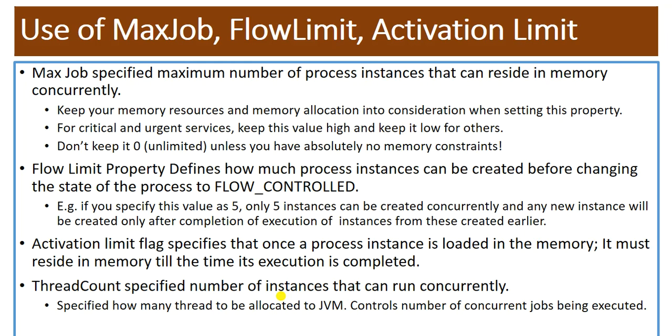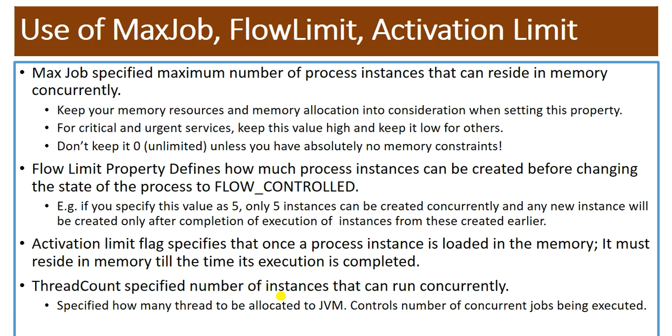The second property is flow limit, and this property defines how many process instances can be created before the state of the process starter changes to flow controlled. This is a very important property which will act as a throttling option for us, as it will stop creation of more process instances once we have reached a certain defined value which we specify using this property.